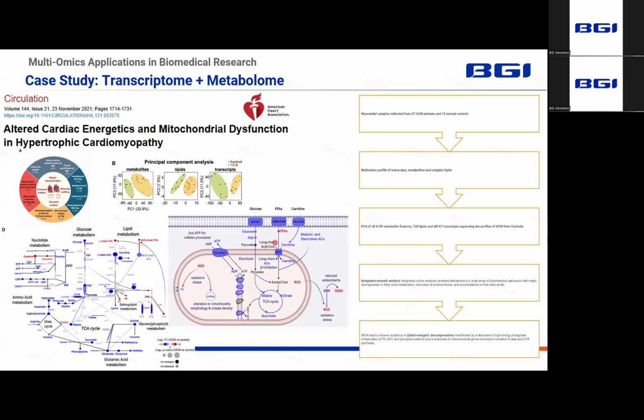Additionally, the overall energy expenditure in the myocardium of HCM patients was increased, characterized by reduced levels of high energy phosphate metabolites, along with decreased expression of mitochondrial related genes involved in creatine kinase and ATP systems.